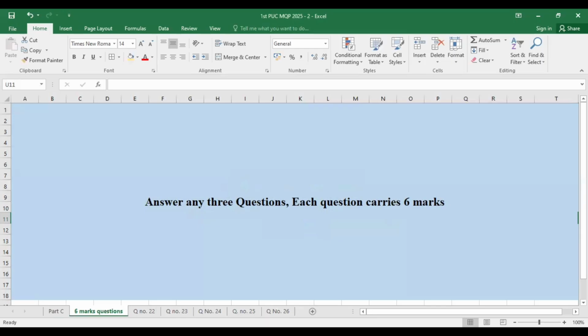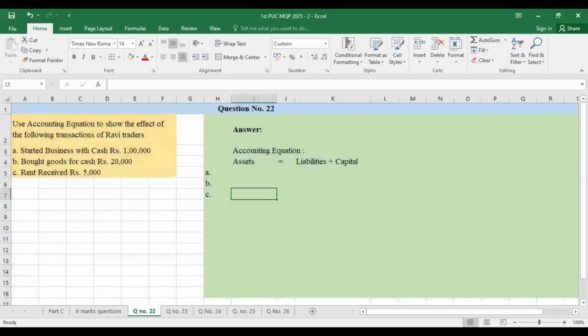So now let us go to the first question, that is question number 22 in the question paper. So the question goes like this. Use accounting equation to show the effect of the following transactions of Ravi Traders. A. Started business with cash rupees 1 lakh. Bought goods for cash rupees 20,000. Rent received rupees 5,000.